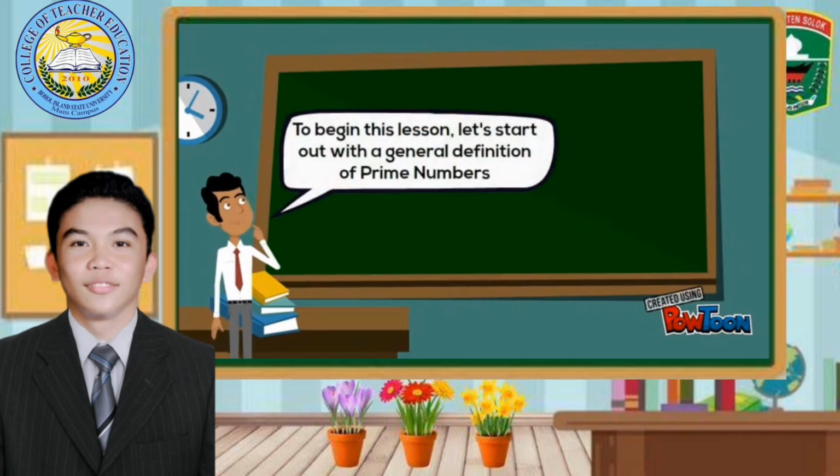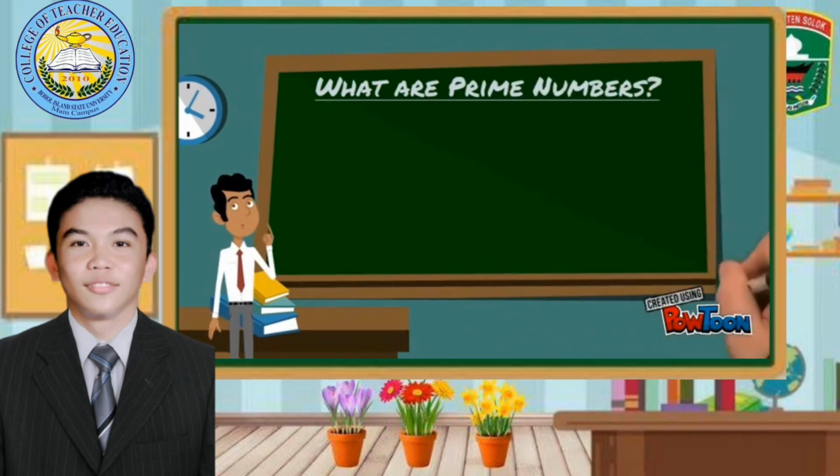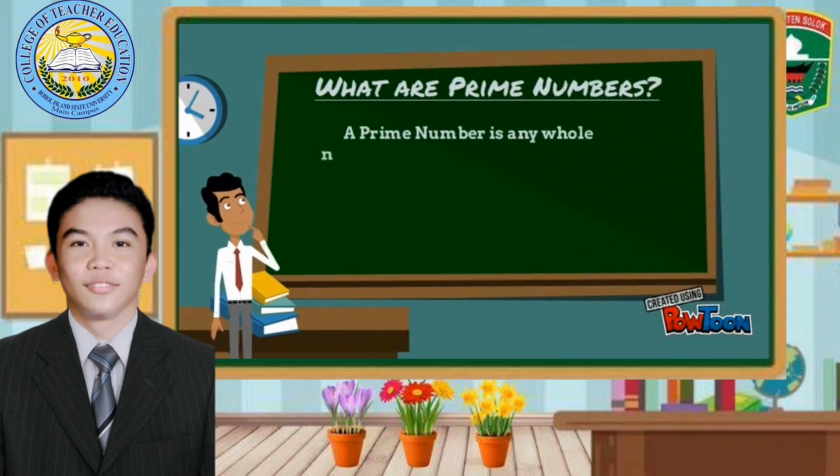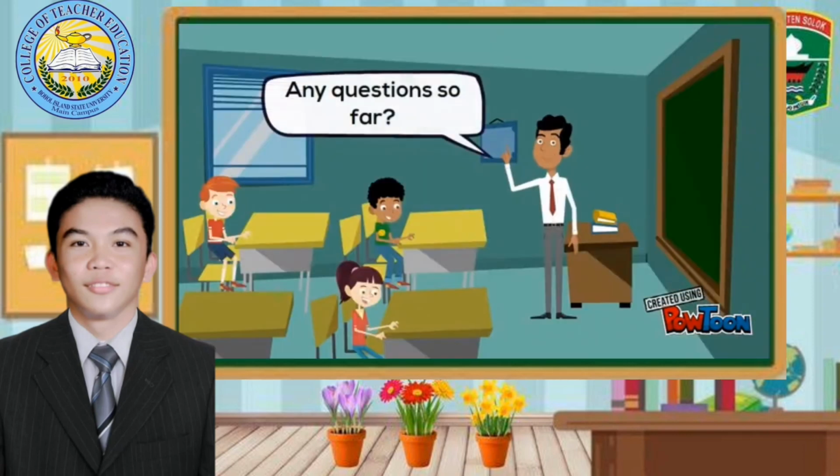To begin this lesson, let's start out with a general definition of prime numbers. What are prime numbers? A prime number is any whole number greater than 0 that is only divisible by 1 and itself. In other words, a prime number only has two positive integral factors. Any questions so far?